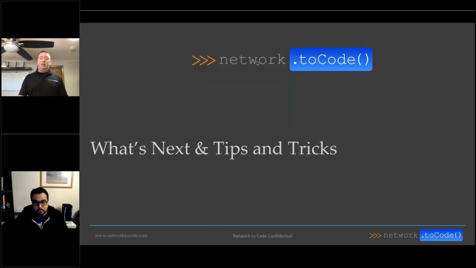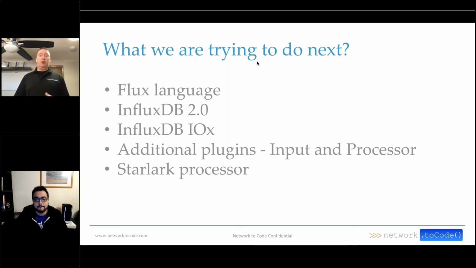So what's next, and tips and tricks for us? What are we going to be trying to do next at Networked Code? We're going to be taking a look at the Flux language that was introduced recently for InfluxDB. That goes right along with InfluxDB 2.0 that came out just within the past few months. The other very interesting thing for us is InfluxDB IOx, and we'll be taking a look at that a little bit further. And then continue to look at the additional plugins.